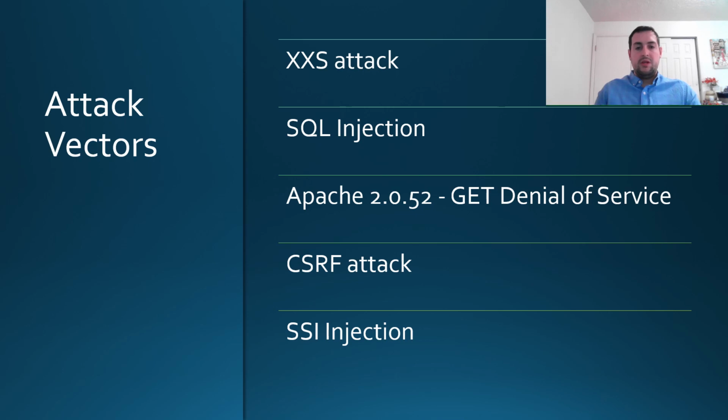Now that our vulnerability analysis and mapping is done, here are some attack vectors that I would choose for this. We saw it's very vulnerable to cross-site scripting attacks and SQL injection. Our Apache was outdated, and I found an exploit online that you can use to do a denial of service attack. Also our CSRF token, so we can use one of those attacks, and an SSI injection attack.